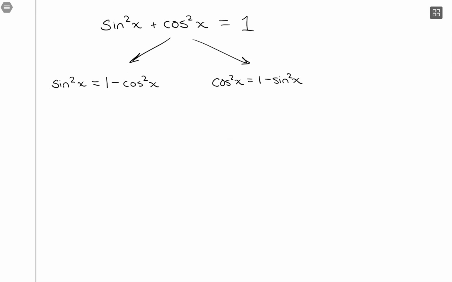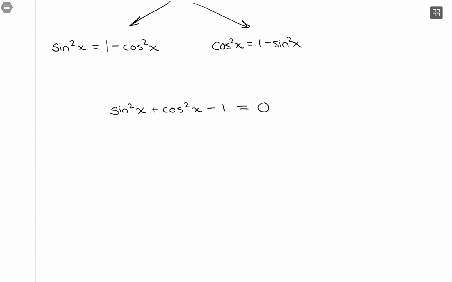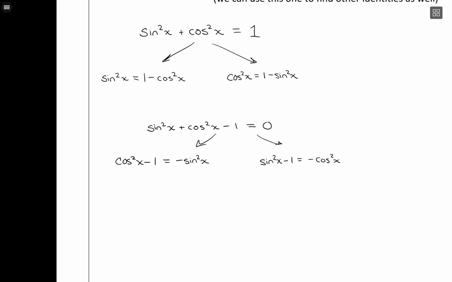Some other relationships that come up: if I subtracted 1 from both sides, sine squared x plus cosine squared x minus 1 is equal to 0. This is an identity itself. And let's say I subtracted sine squared from both sides. I'd have cosine squared x minus 1 is equal to negative sine squared. So that's a possible substitution. If I subtracted cosine squared from both sides, we'd have sine squared x minus 1 is equal to negative cosine squared. And I think that's about all of them.